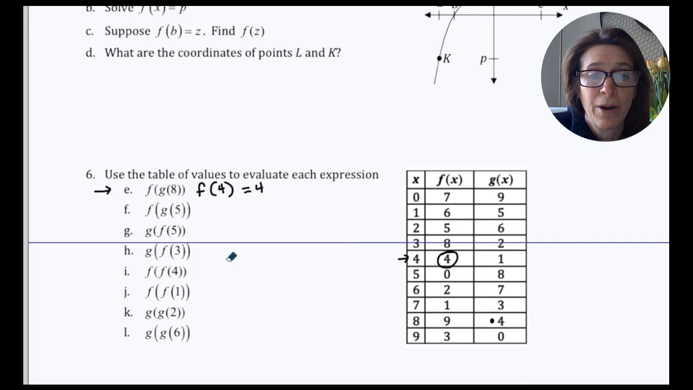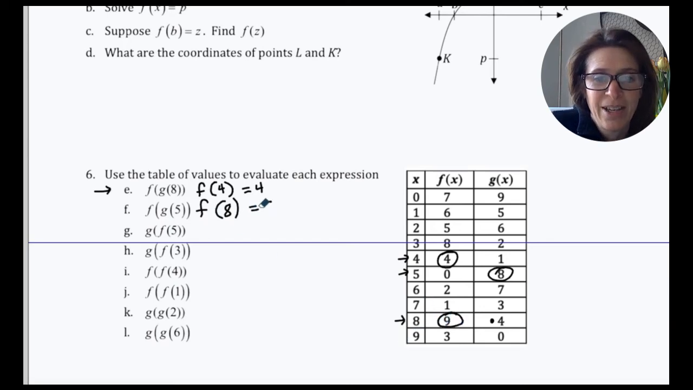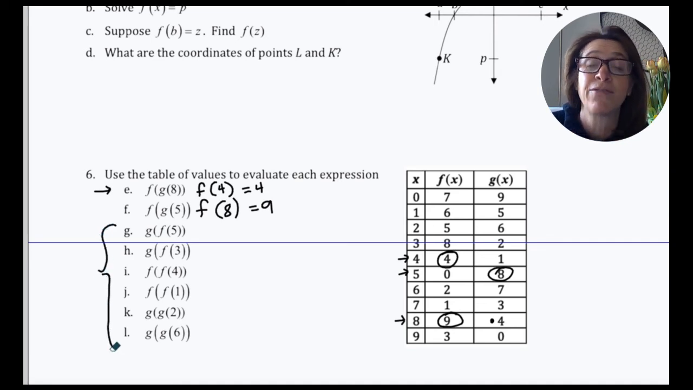I'll do one more of those. F of g of 5. So I want to go to an x of 5, find the g function, which is 8. So that tells me I want f of 8. F of 8, I go to 8 on x, and I find the f of 8, which is 9. Okay, I want you to try g through L. So that's how you'd use composition of functions with tables.